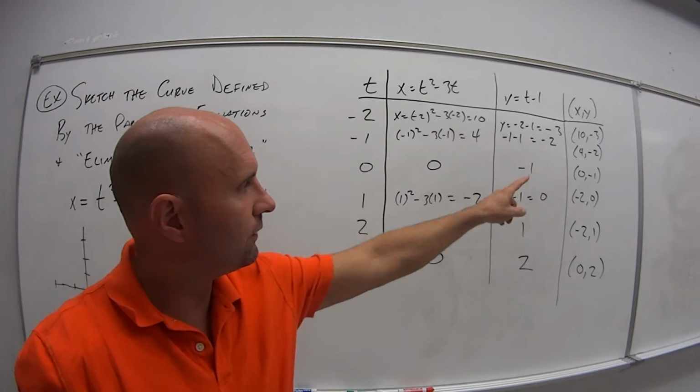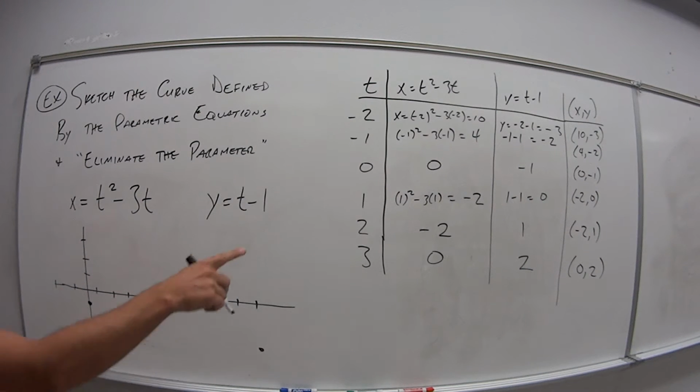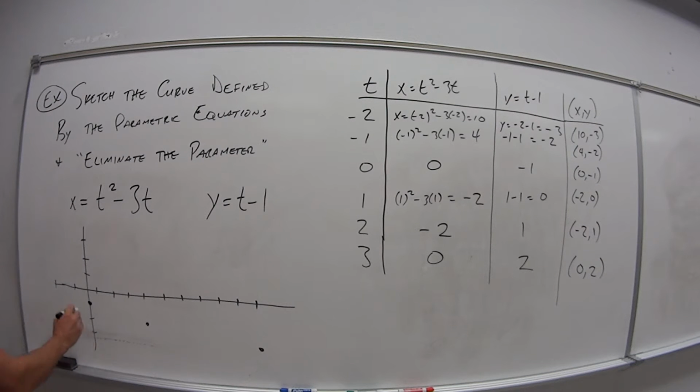Our third point is 0, -1. So 0, -1, we're here on the y-axis. Then we have a point -2, 0. So that brings us over here. Then we have -2, +1. So that puts us here. And our last point is 0, +2, puts us here.